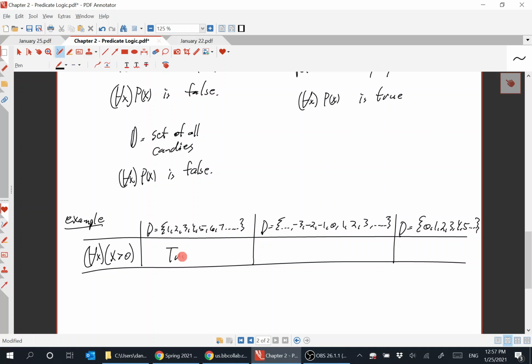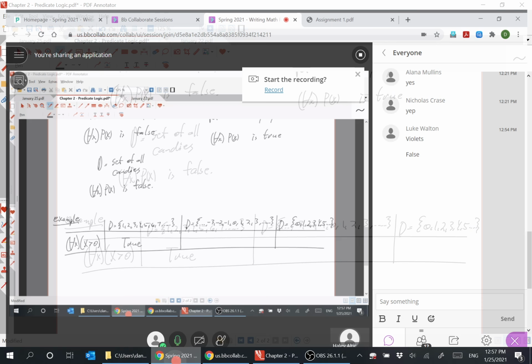True. True. Here, for all x, x is bigger than 0. False. For all x, x is bigger than 0 over this domain here. True, false? All means all. All means all. So it's false. It's false.